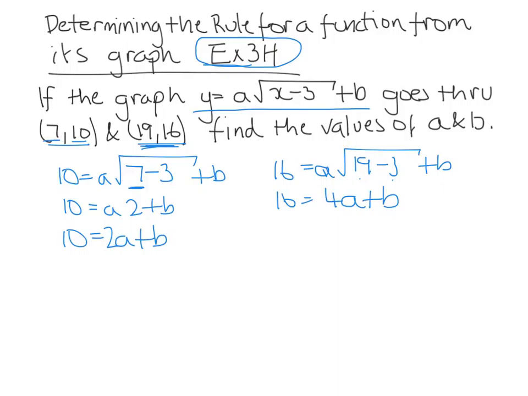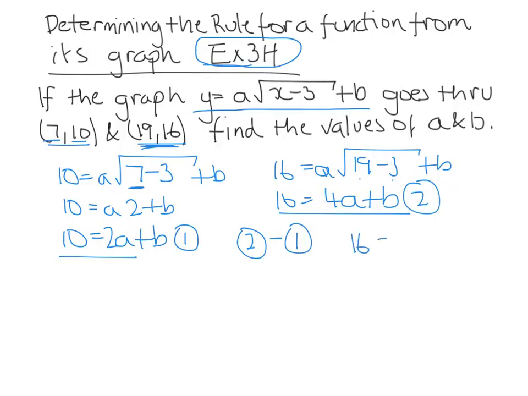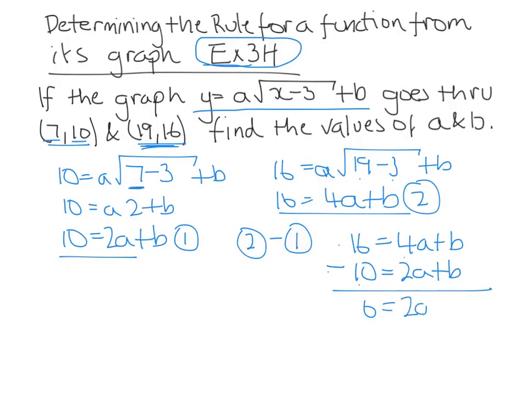So if I have now a pair of simultaneous equations, what about I call this equation 1 and this equation 2, and say equation 2 take away equation 1. So that would be 16 take away 10 is 6, 4a take away 2a is 2a, and b take away b is 0.